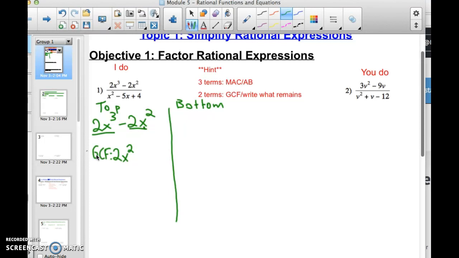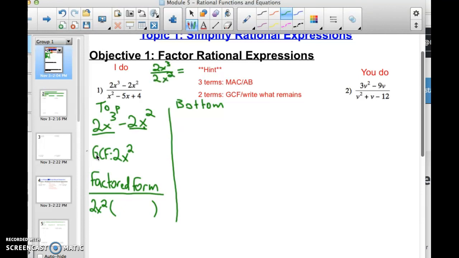Now, if you remember, I'm going to get it to factored form, and this is the main goal of this objective. To get it to factored form, I'm going to write the GCF first, always, 2x squared. And then I'm going to put parentheses. Inside the parentheses is going to be the division process, all right? So I'm going to take the first term, which is 2x cubed, and divide it by, as some side math, my GCF, which is 2x squared.